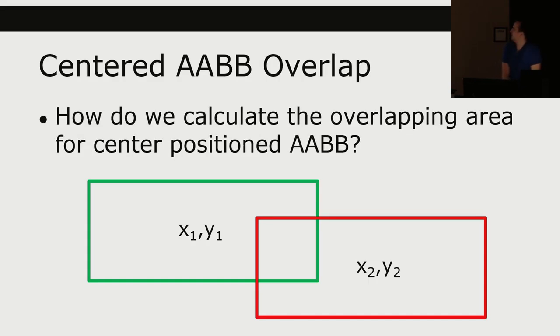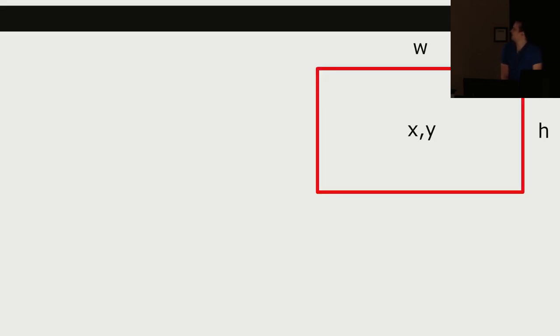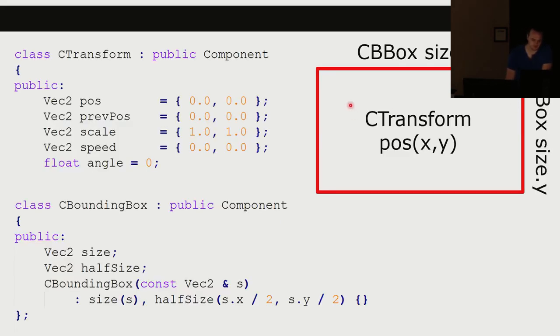How do I calculate the overlapping area for a center-positioned axis-aligned bounding box? This is going to be crucial to assignment 3 because we're making a Mario clone and we want to be able to intersect bounding boxes. If we have a rectangle, which is now specified by xy as the midpoint, w as the width, and h as the height, well, inside our transform, or inside our entity, we are going to have 2 components which we're going to deal with to do this.